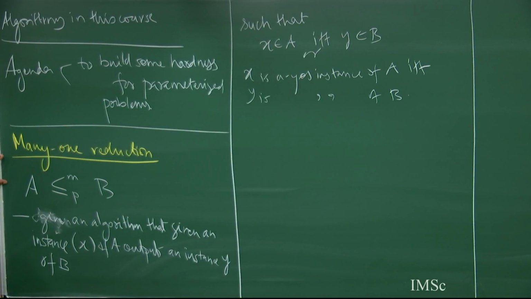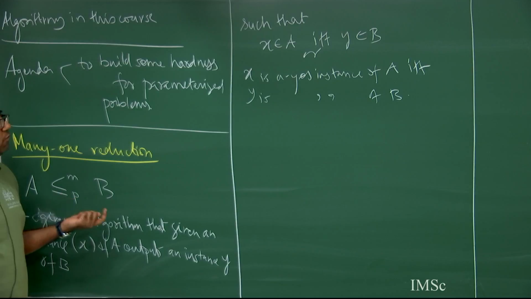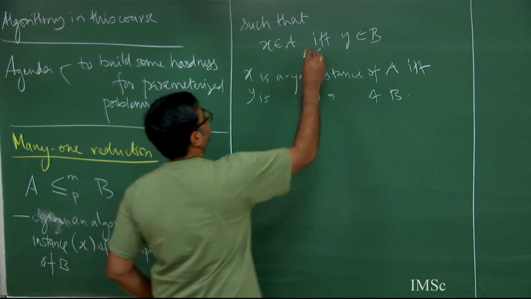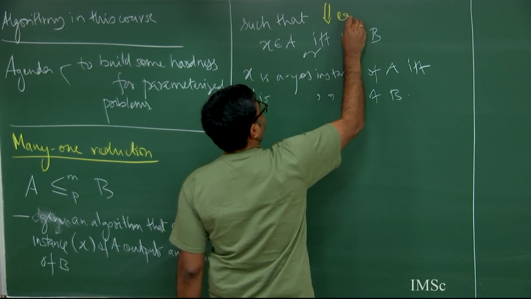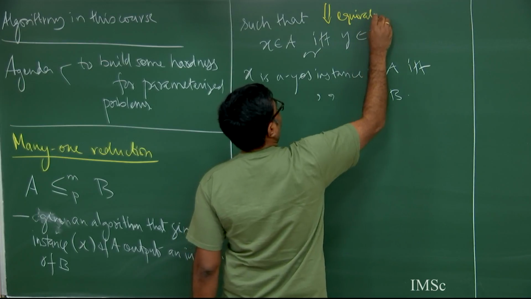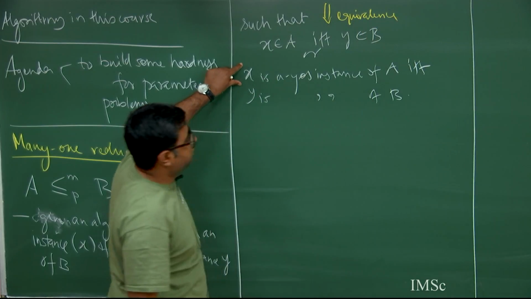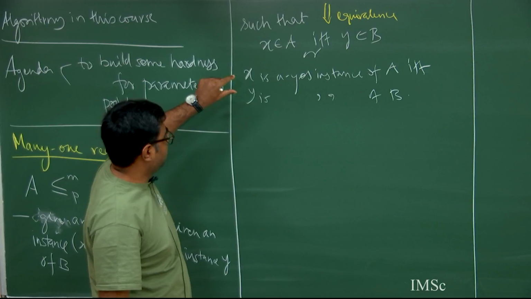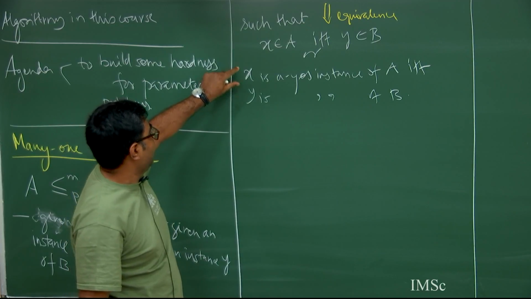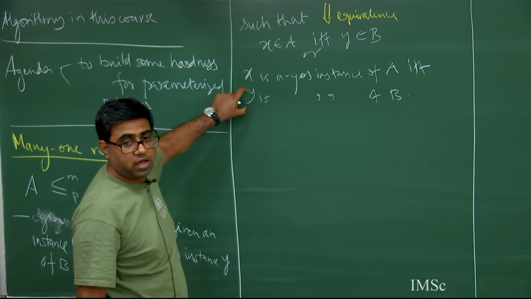Okay, so this is what we have seen in NP completeness reduction, that given a problem A, we give a reduction to problem B, which just means that you give an algorithm that takes an instance of A and outputs an equivalent instance of B. And what do I mean by equivalence? Equivalence means that if I start with a yes instance, I give you a yes instance, and if I start with a no instance, I give you a no instance.